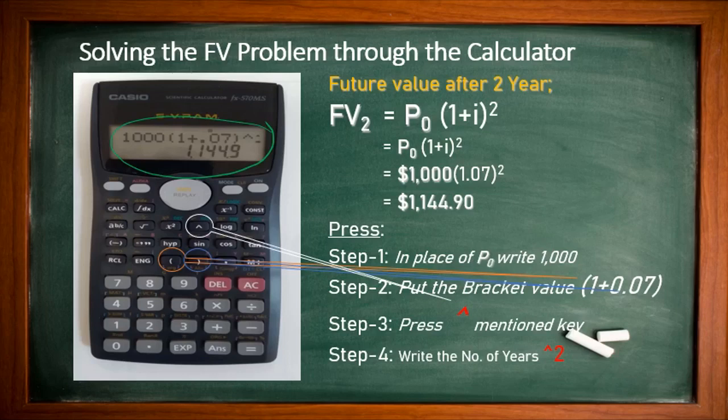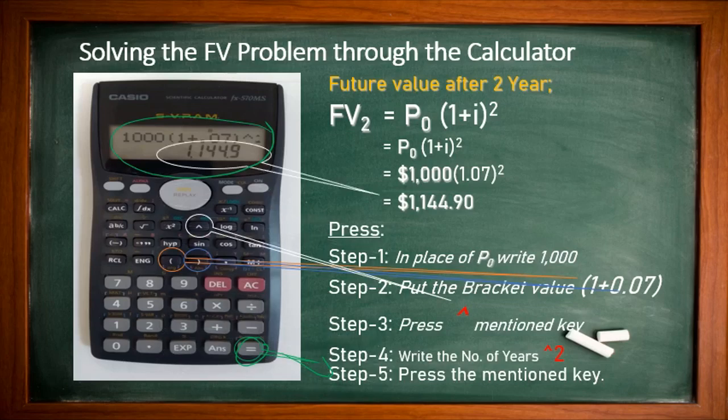Then you enter the number of years. Suppose we have a 2-year investment, so we put the value 2 after it, and then we go for the equal to sign and press equal to here. Then we will get our answer. The answer becomes 1144.9. So this is the simple way to use the calculator.